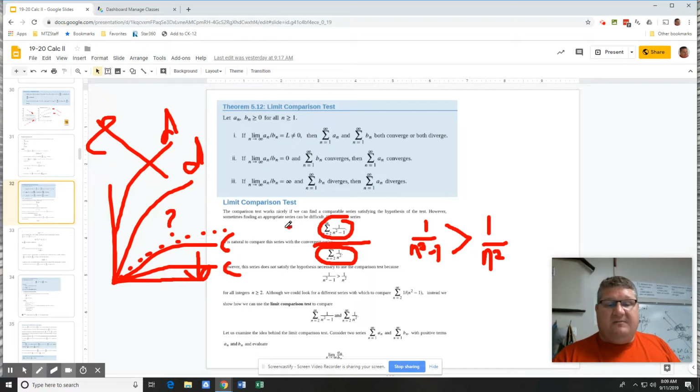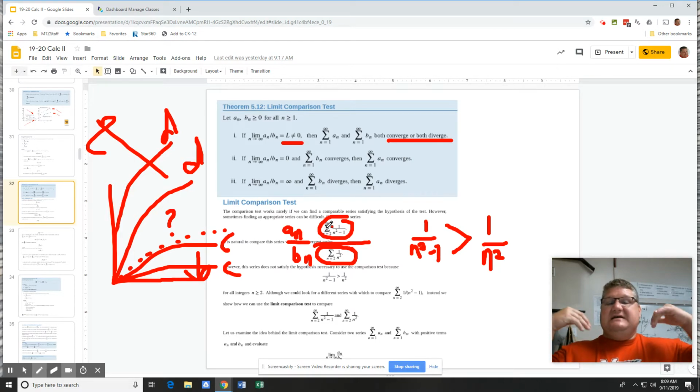So we stack them up. I've got a sub n on top, b sub n on bottom. We're dividing them and taking the limit as n approaches infinity. It's going to take some simplification, and we come up with the limit comparison test. If that limit does not equal 0, then they either both converge or both diverge. Now, all we've said is if it goes to not 0, then it does something.